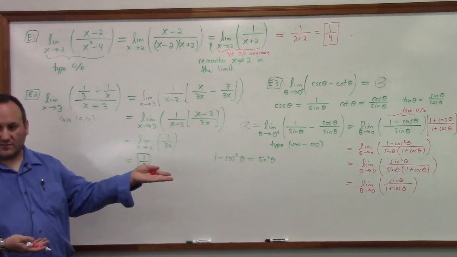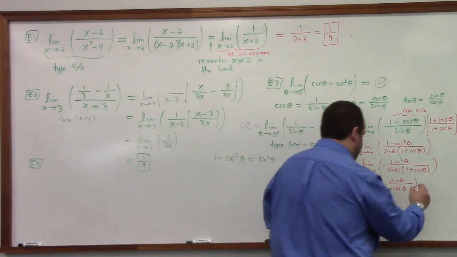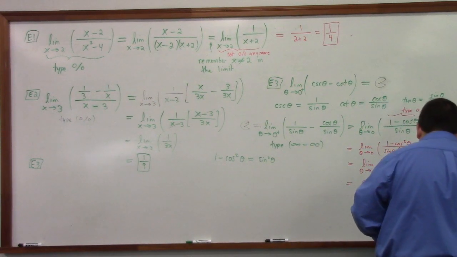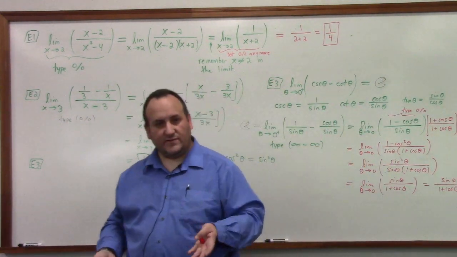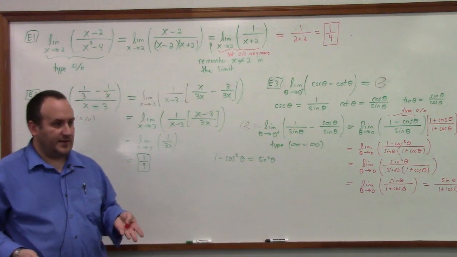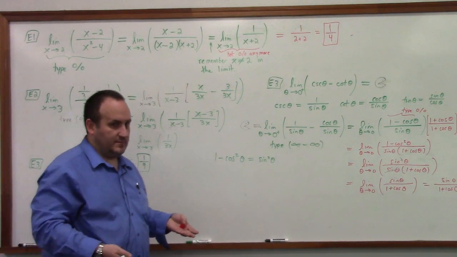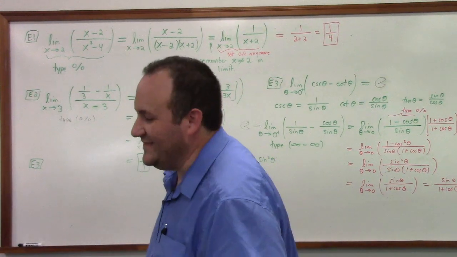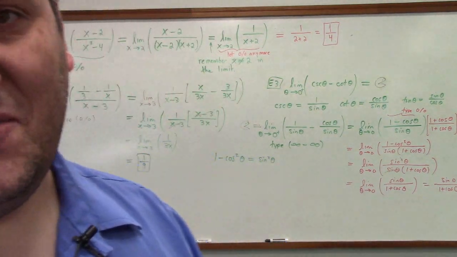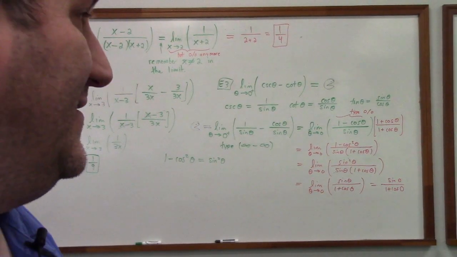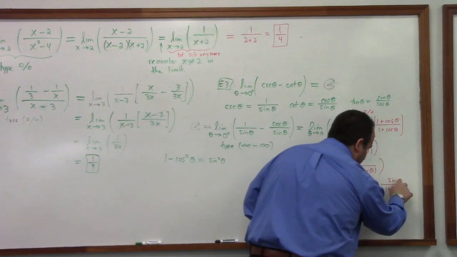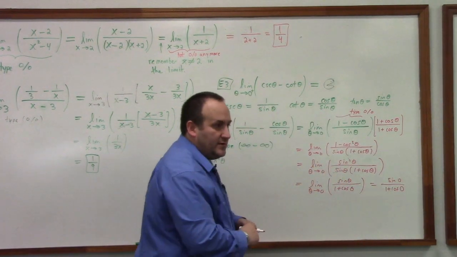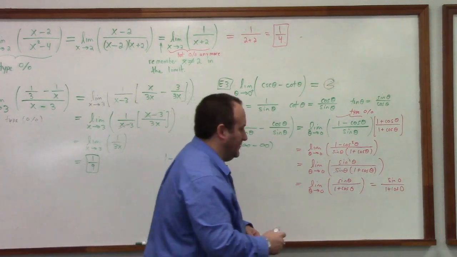We can plug in 0 now. What do we get? Sine 0 over 1 plus cosine 0. Well, you're like, we still got 0. Yes, that's true. There's 0 in the numerator, which is fine. Sine of 0 is 0. That's supposed to be a 0. I've got a smudge here making it look like theta. So that would be the answer.